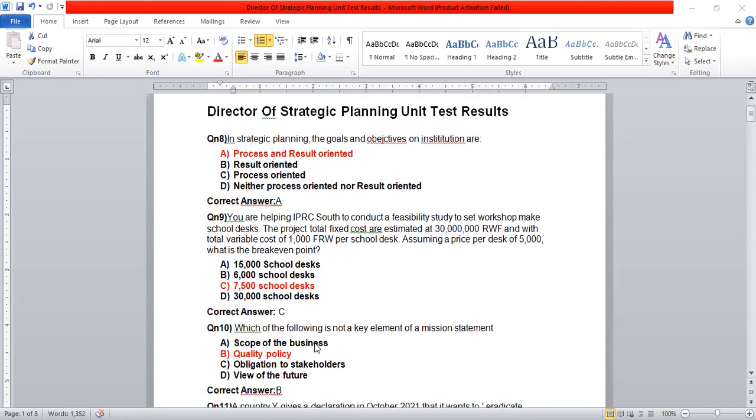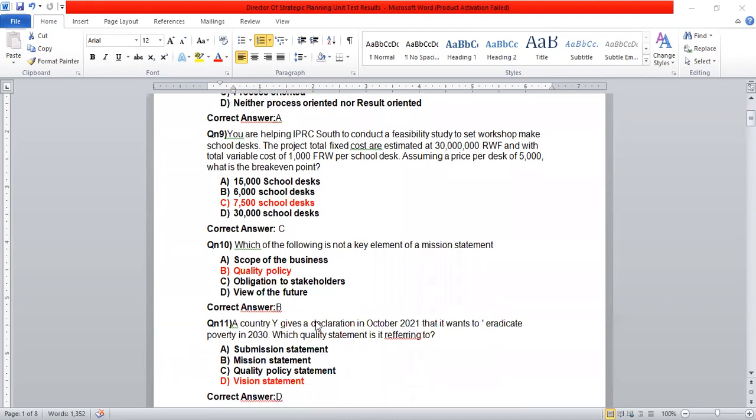Question number 10. Which of the following is not a key element of a mission statement? The correct answer is B, quality policy. The remaining 3 are key elements of a mission statement.